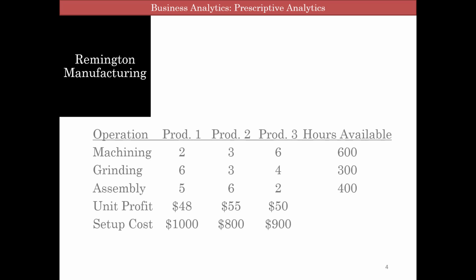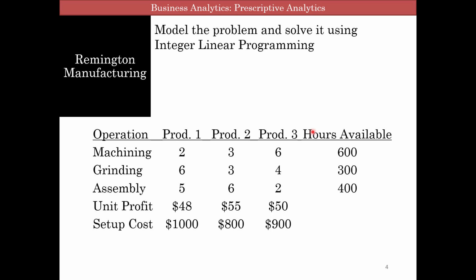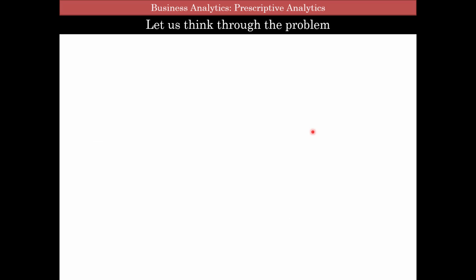So let's look at the table. Here is the table, and we have operations: machining, grinding, assembly. We have the unit profit and setup costs. Remember, unit profit is per unit, whereas with a setup cost, it doesn't matter whether you produce one or produce 1,000, you're incurring the same amount. And then you have hours available right here, and this is the hours required for each one of these products. So we have to model this and solve it in linear programming.